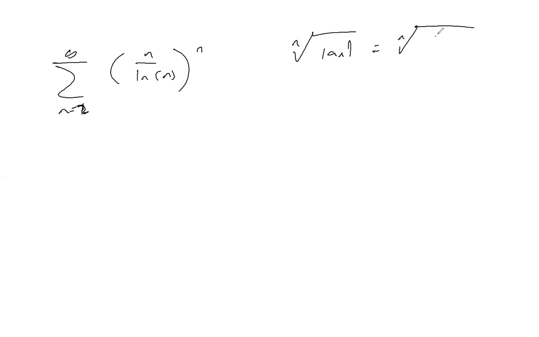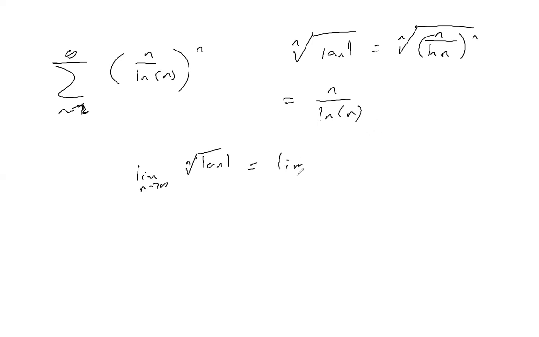Let's see. Okay, so I got an nth root and a power n. Those cancel. And I have this is equal to n over ln of n. Okay, now what is the limit of that? What is the limit? Okay. I have this limit is going to be equal to the limit of this thing.